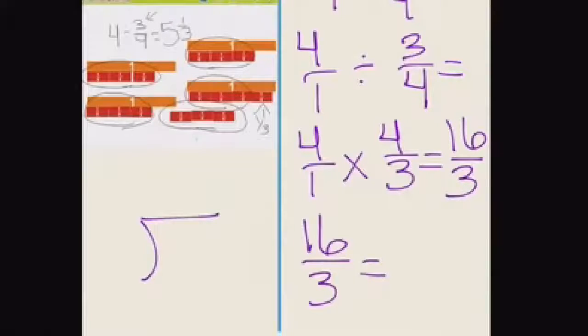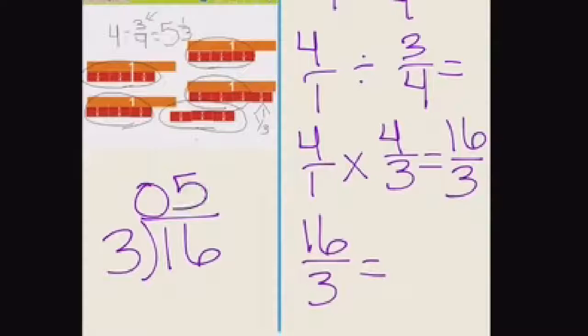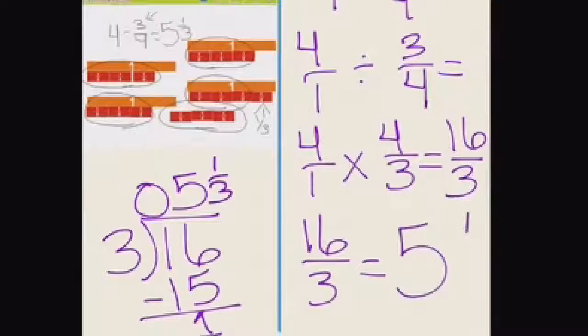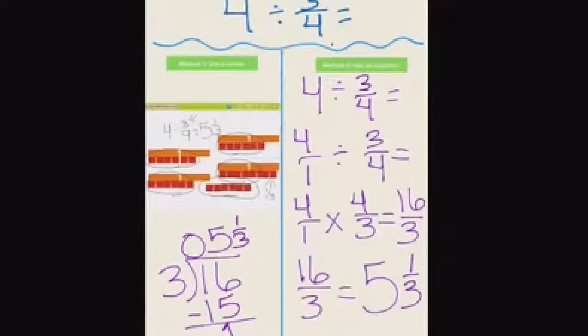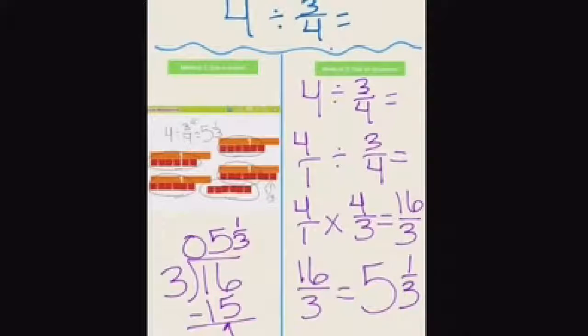So remember, do 16 divided by 3. 3 does not go into 1. 3 goes into 16 a total of 5 times. 5 times 3 is 15. 16 minus 15 is 1. So we get 5 and 1/3 as our final quotient, which is the same as what we got in our modeling step. So we can write our final quotient up here as 5 and 1/3.